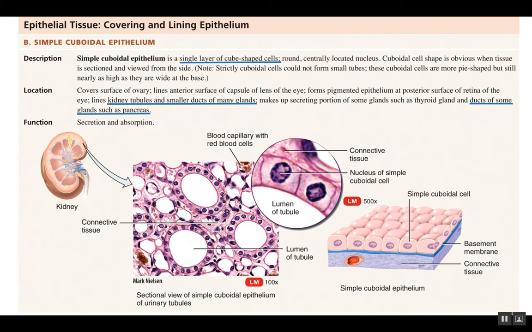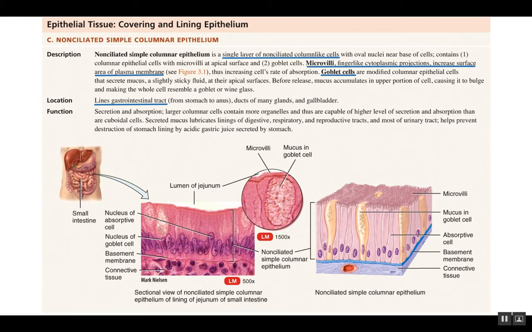Those are great examples of where you would find simple cuboidal epithelium. The next one is simple columnar epithelium, and it comes in a couple different varieties. Sometimes it'll have cilia, which are little hair-like structures. Sometimes it'll have microvilli, which are little finger-like extensions. But a simple columnar is a single layer of column-shaped cells. In this drawing, there's these tall column-shaped cells. This one happens to have microvilli, which are these little tiny finger-like extensions.